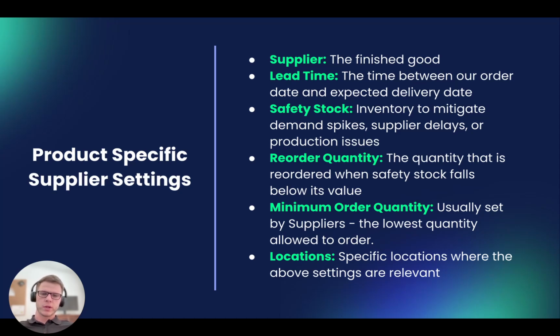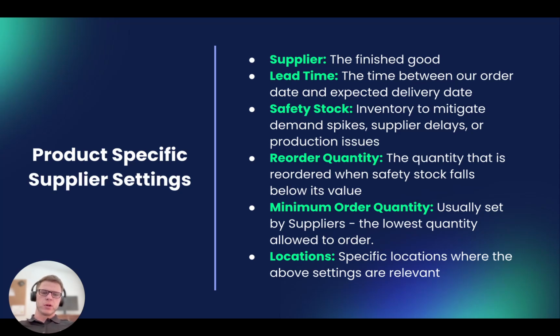the time between our order date and the expected delivery date, because this is going to determine the time at which we're going to place the order for this product with our supplier based on the demand that we see coming in the next week or 2 or 3 months, or even 6 months. And even further, then we have to look at our safety stock. So what is the stock that we need to keep on hand that will mitigate any demand spikes or supplier delays or any sort of production issues that we're experiencing or might experience.